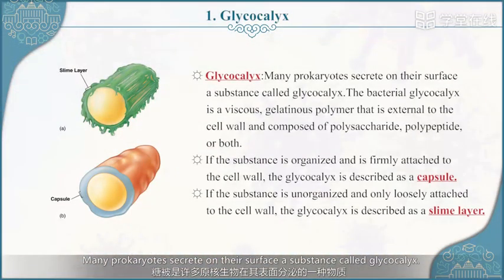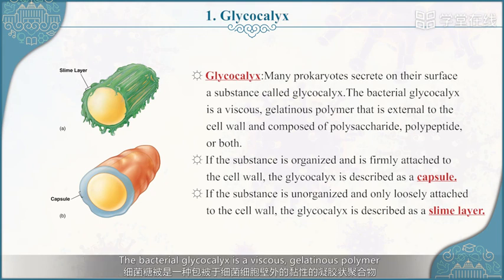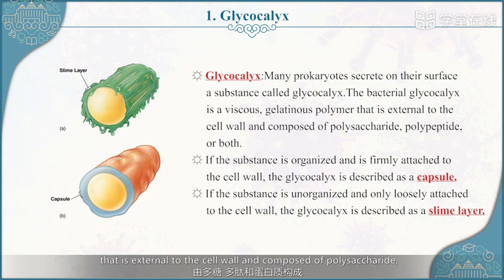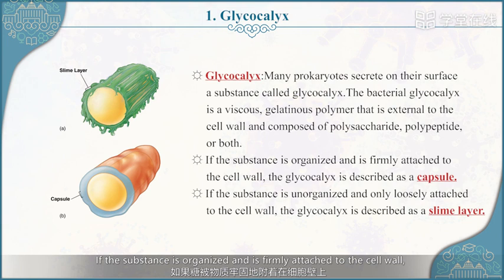Many prokaryotes secrete on their surface a substance called glycocalyx. The bacterial glycocalyx is a viscous, gelatinous polymer that is external to the cell wall and composed of polysaccharide, polypeptide, or both. Its chemical composition varies widely with the species. For the most part, it is made inside the cell and secreted to the cell surface. If the substance is organized and is firmly attached to the cell wall, the glycocalyx is described as a capsule.